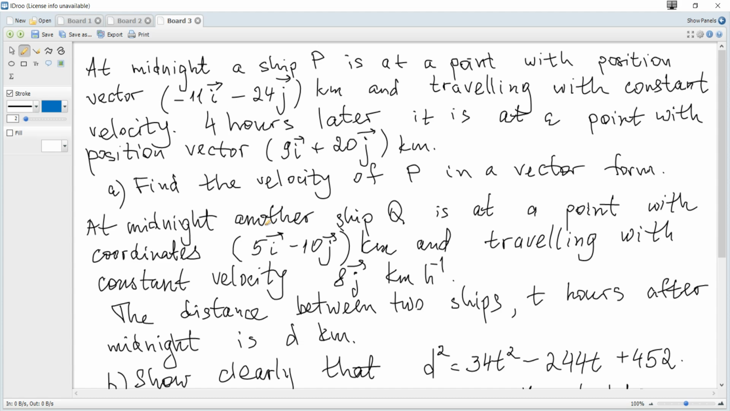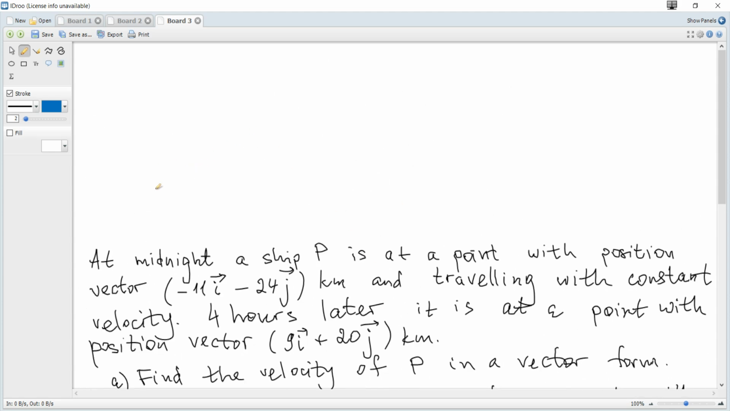At midnight, the ship P is at a point with position vector (-11, -24) kilometers and traveling with constant velocity. 4 hours later, it is at a point with position vector (9, 20) kilometers. Question A. Find the velocity of P in vector form.